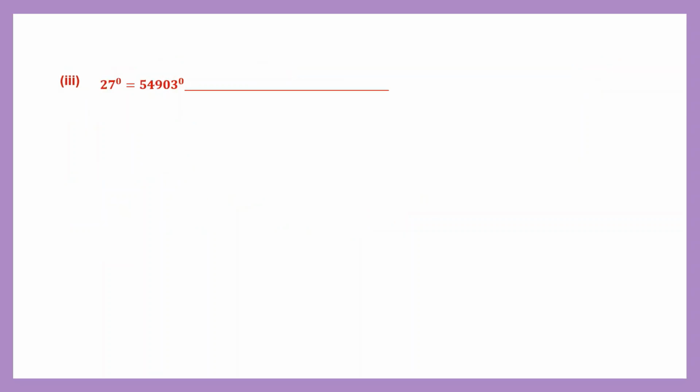Question 3. Here we have 27 raised to the power of 0 and 54,903 raised to the power of 0. And we know that anything raised to the power of 0 is equal to 1. That means left hand side is 1 and the right hand side is also 1. The statement says they are equal. This is true. So this statement is true.